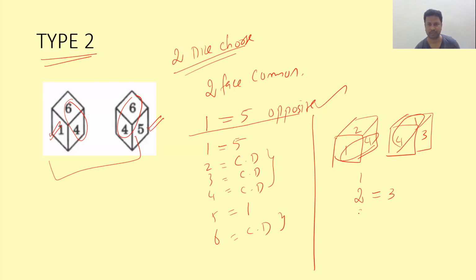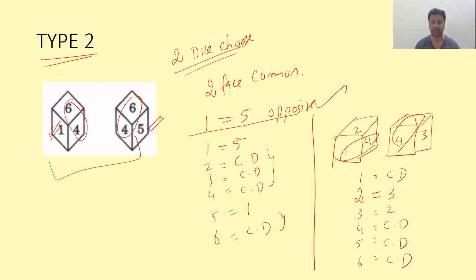I can say 2 is opposite to 3, 3 is opposite to 2, yes. What about 1? Cannot be determined. 4 cannot be determined. 5 cannot be determined. And 6? Cannot be determined. So if two faces are common in 2 dice, only the remaining visible faces are opposite to each other. Other than that, I can't conclude exactly anything. Possibly it may be possible, but I can't exactly say what the opposite faces are.